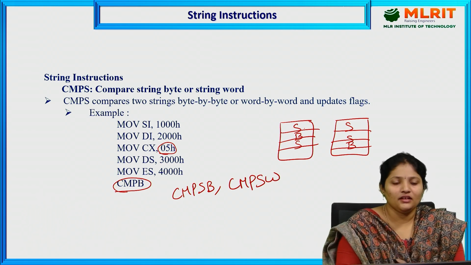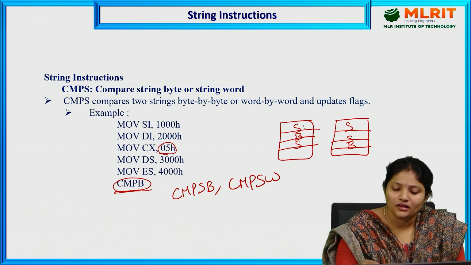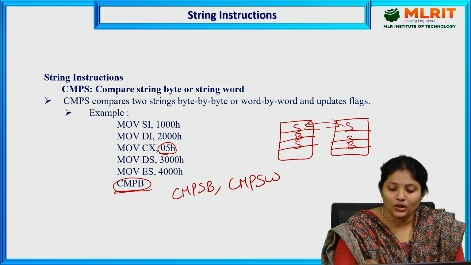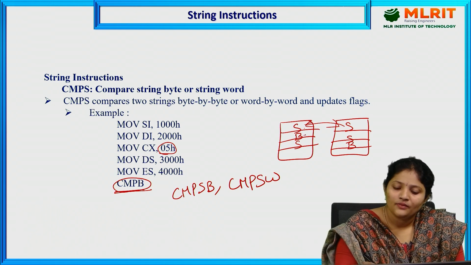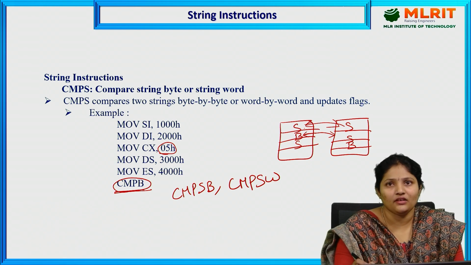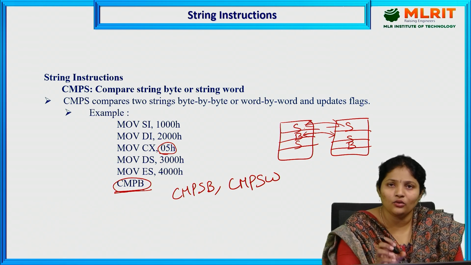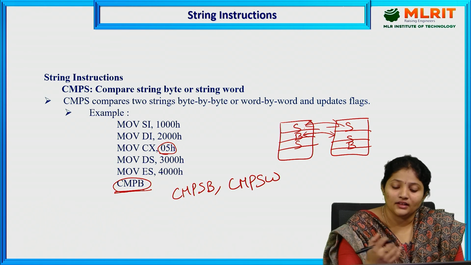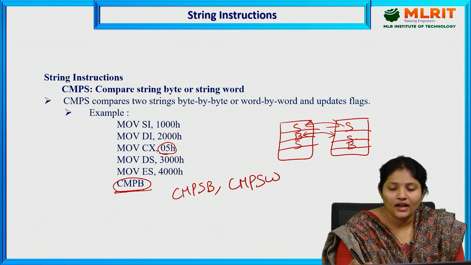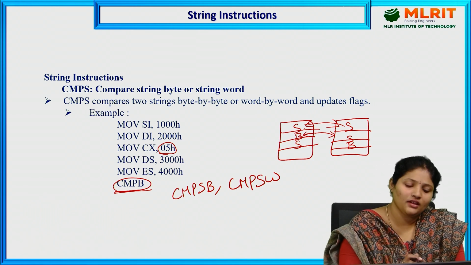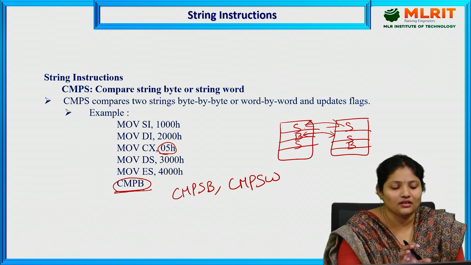In this particular instruction, compare bytes, first the data present in one location will be compared with the data present in the second location. If these two are equal, only then the execution will move on, and the second location of the first address will be compared with the second location of the second address. If these two bytes are equal, only then the execution will move on. Here in this particular case we are getting not equal. B and S are not equal, so that is where the execution of this particular instruction ends.